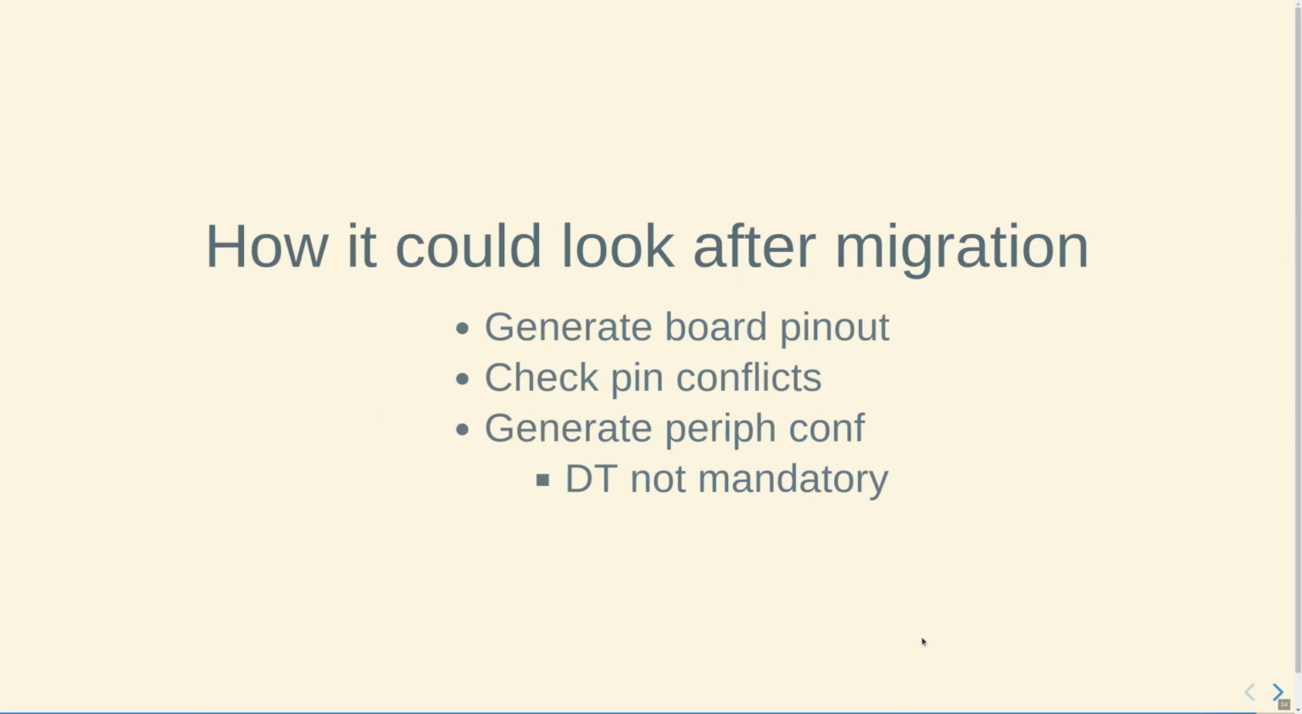So how could it look after migration? Well, as Jose showed, we could generate the board pinout information based on the hardware configuration that we have in the device tree. We can also check pin conflicts and other types of invalid configurations in the hardware. And we could generate the periph_conf header files based on the device tree descriptions. Also, we could have the source device tree and the generated periph_conf upstream, meaning that we don't have to run and recompile the device tree every time, only when the device tree is changed.